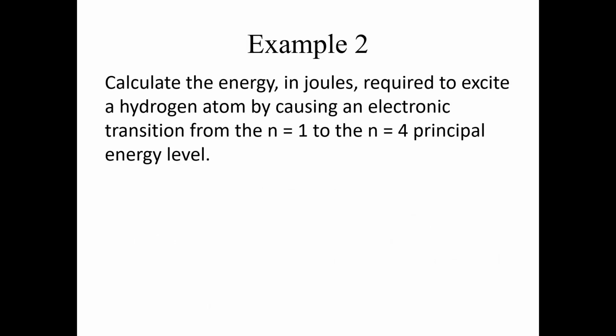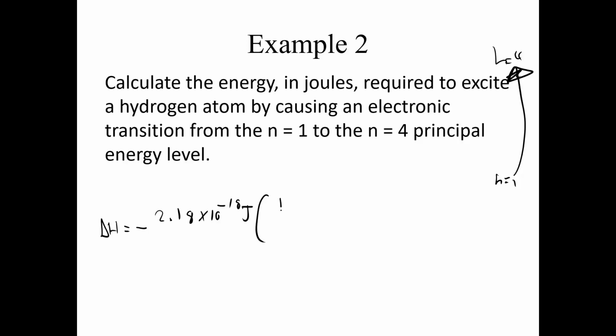Calculate the energy in joules required to excite a hydrogen atom by causing an electronic transition from the first to the fourth. So now we're putting energy in, so the change in energy should be a positive value, right? Because we're going from n equal to 1 to n equal to 4. So in order to get that electron to go up there, we're going to have to stick energy in there. So delta E is going to be equal to negative RH, which doesn't change. It's still minus 2.18 times 10 to the negative 18 joules.